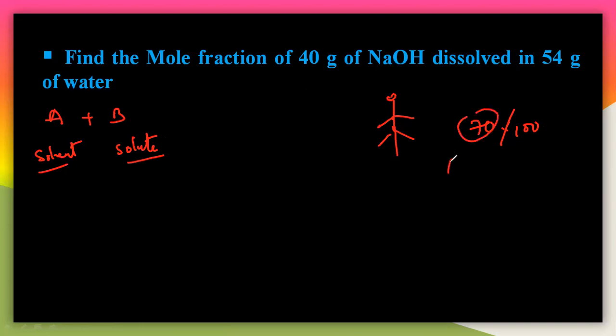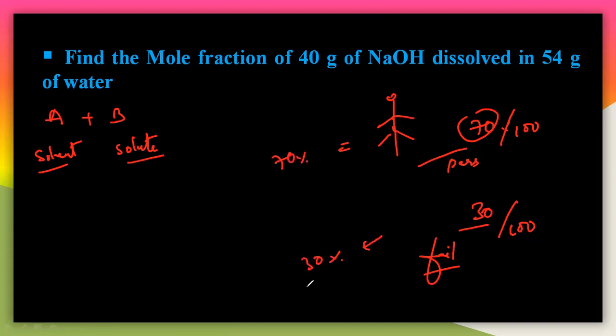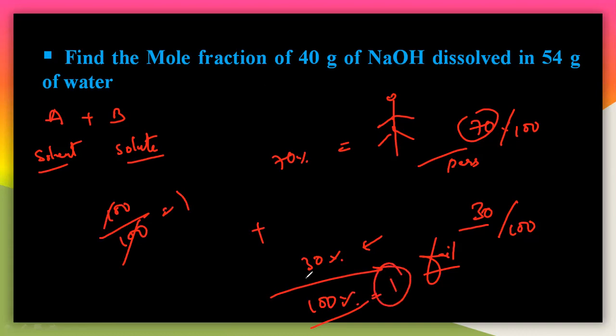So this 70 is the pass marks. The correct answers will be 70. So what are the wrong answers? It is 30. So it is a fail. What is the fail percentage? That is 30 by 100. So see here, 70 by 100 and 30 by 100. Now this pass is called 70%, and this fail is called 30%. If you add these two, you will get 100%. So 100% means 100 by 100, so you are getting 1.